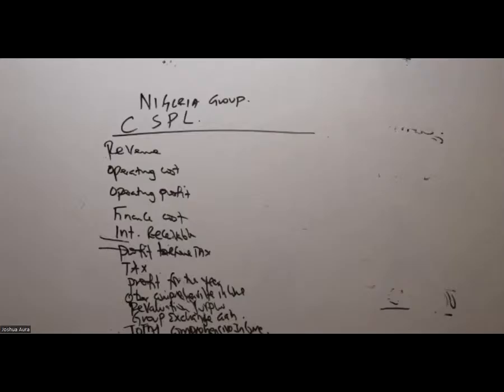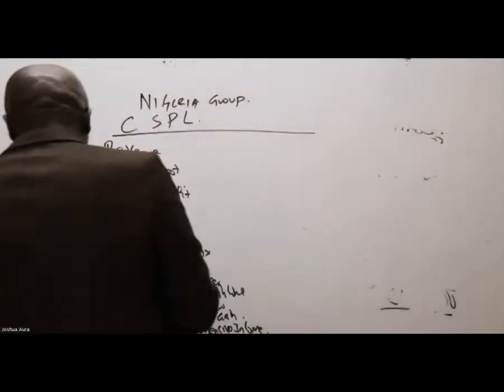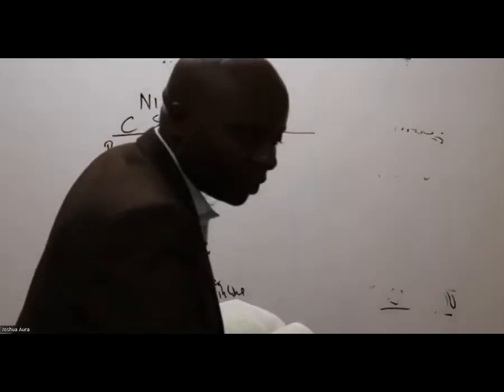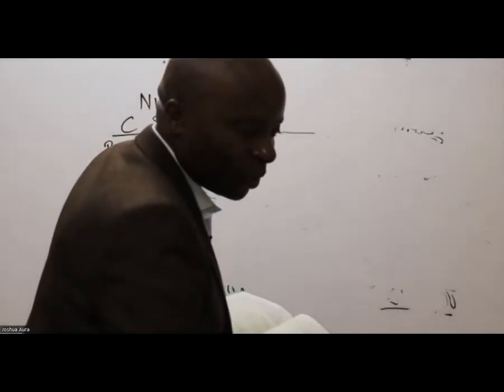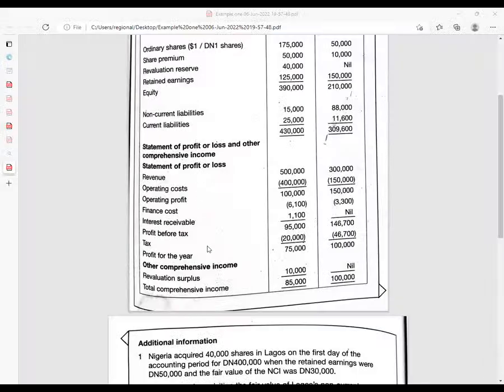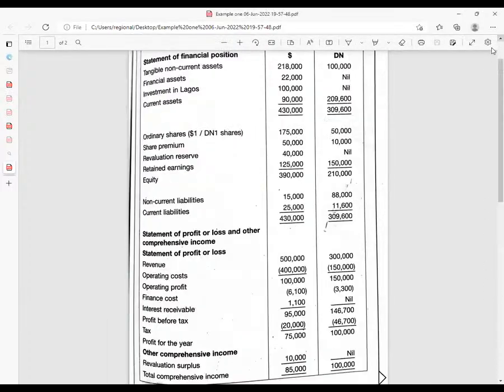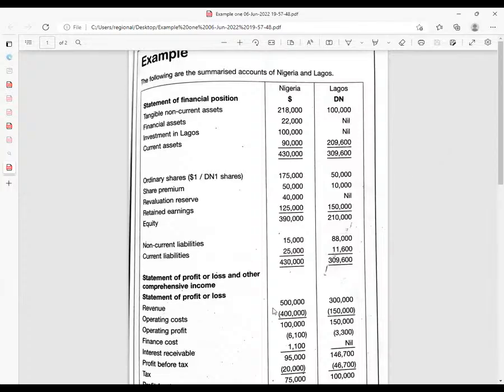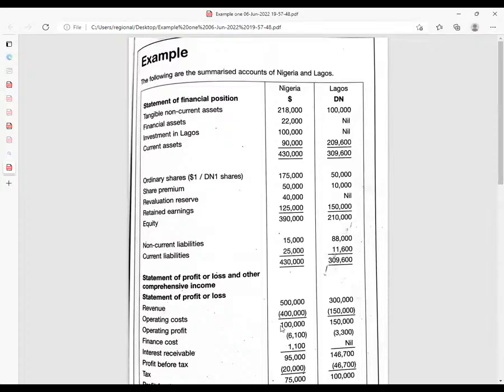Thank you very much. So we start with revenue. What do I do with revenue, free marks? Revenue, I'll pick 500,000 plus 300,000. So it's 500,000 plus this 300,000, which remember is in DN. So I need to change this.